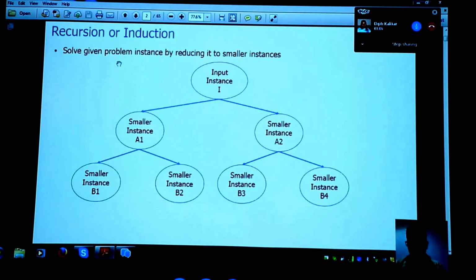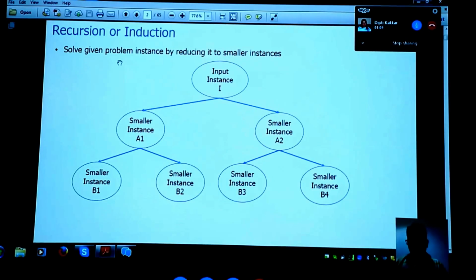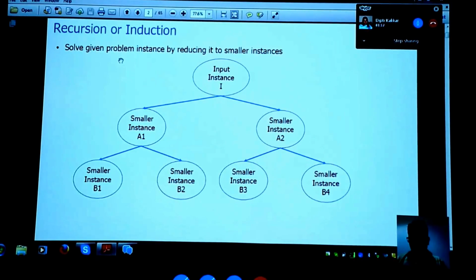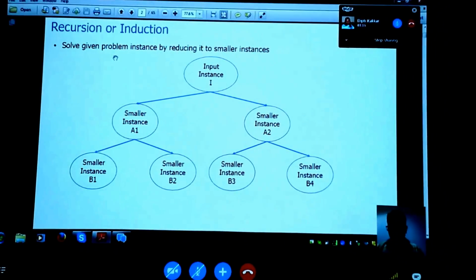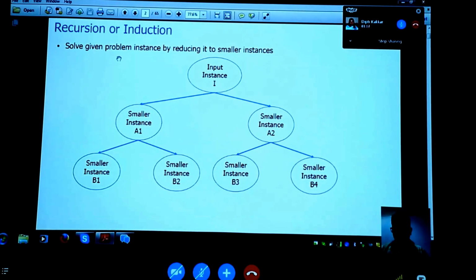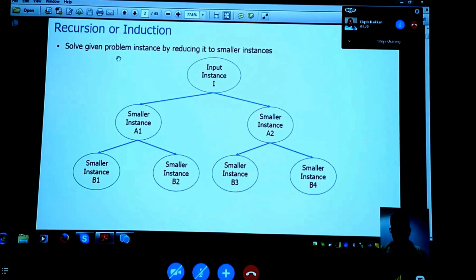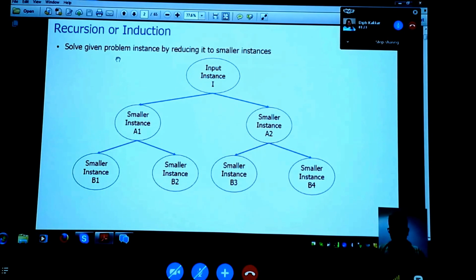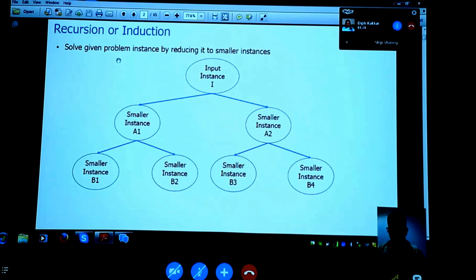Suppose this is the general paradigm. Suppose we have a problem that we wish to solve, and we have this input instance given to us. This instance could be anything depending upon the problem. It may be a graph, a set of numbers, a matrix, something. Now, the way you want to solve this is you take the input and derive smaller instances out of it. So from a large graph, you derive a small graph. From a large set of numbers, you derive a small set of numbers. That's a smaller instance. You may derive two or more of them.